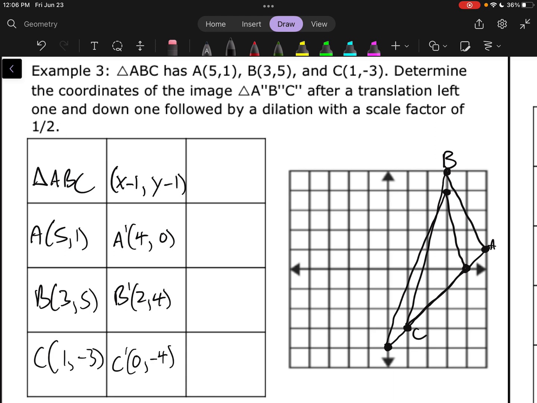Now that looks kind of goofy to me. Did I mess up somewhere? 5, 1, 3, 5, 1, negative 3, 4, 0, 2. Oh, that's what I did wrong. My B prime was in the wrong spot. My B prime should be here.